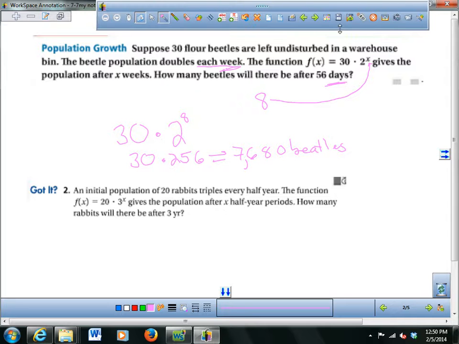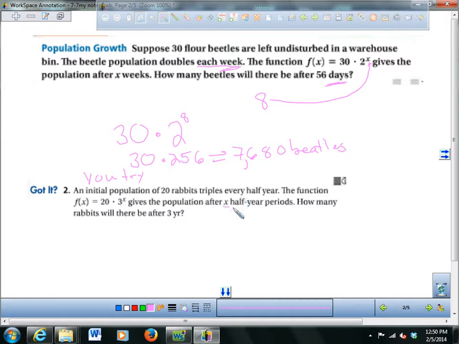Let's see if you can do this one. This is a U tribe. Okay? U tribe. Get this one right, I'll give you a bonus point. Initial population 20 rabbits, triples every half year. The function f of x equals 20 times 3 to the x gives a population after x half-year periods. How many rabbits would there be after 2 years? Okay, so give that one a try. It should be pretty easy.